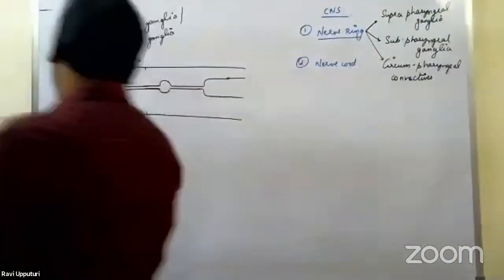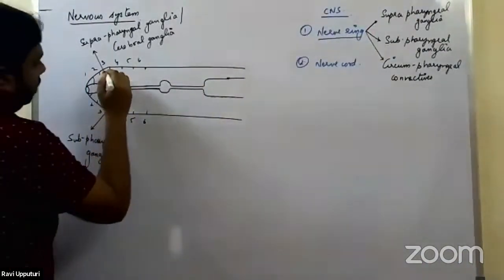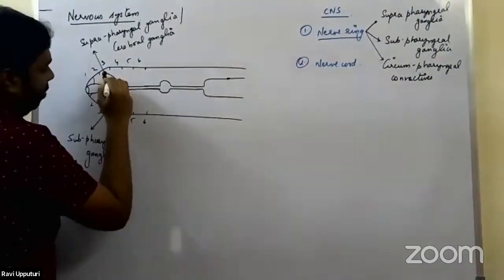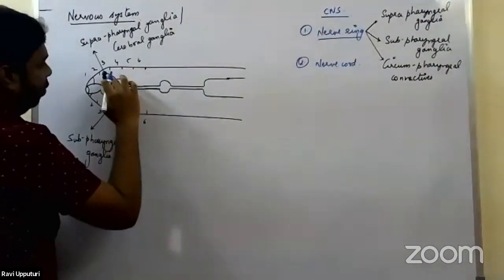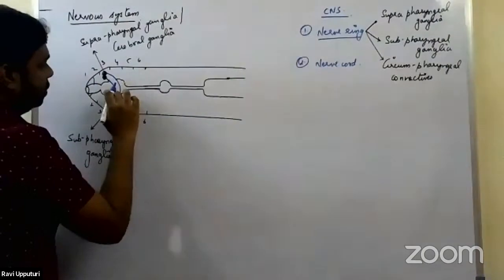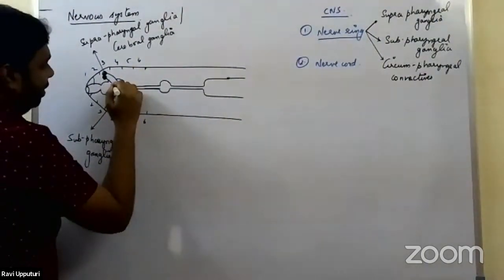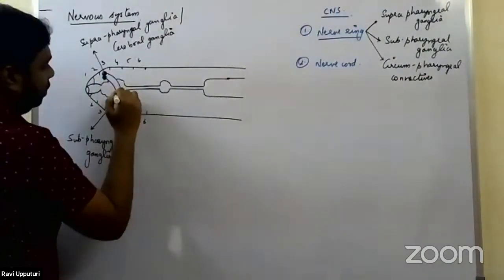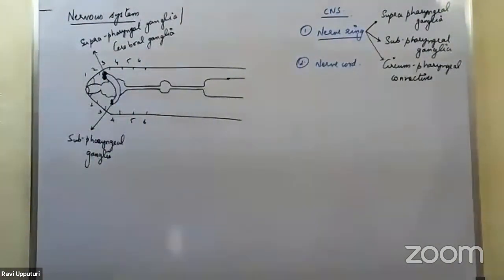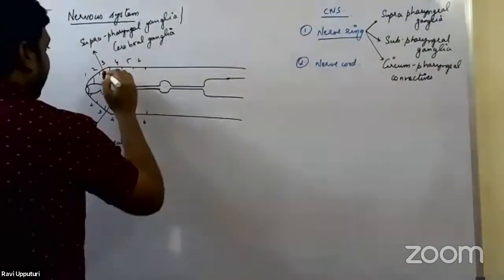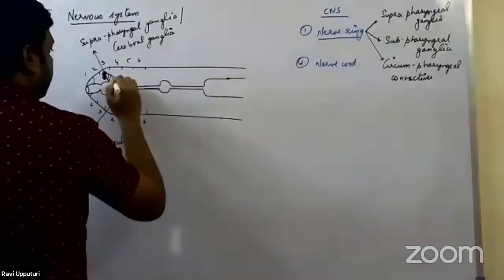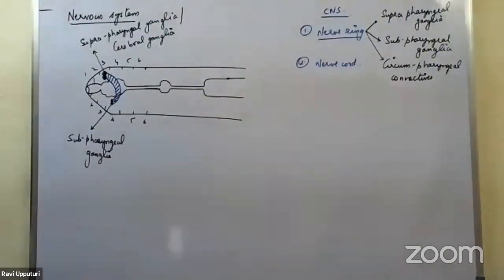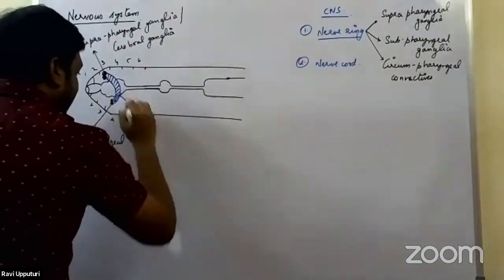So let me draw that connection here. Here there would be this connection. We are able to show only one side, because the other connective will be on the other side. This we call the circumpharyngeal connective.